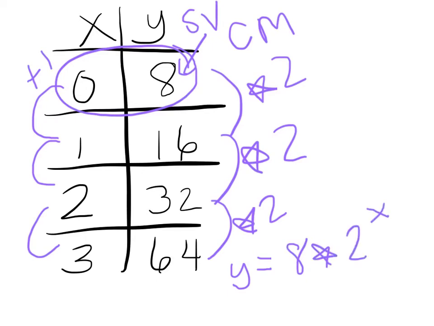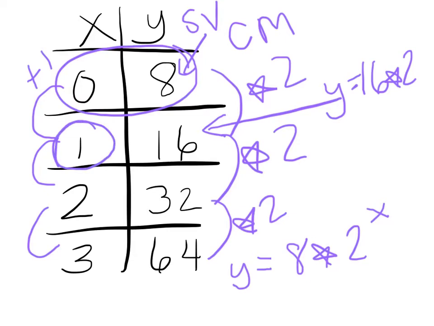But we also know we could just as easily pick this point here instead and say it's y equals 16 times 2. But this time I'm going to have to change my exponent because I'm sitting here at an x of 1. So I'd do 2 to the x minus 1.